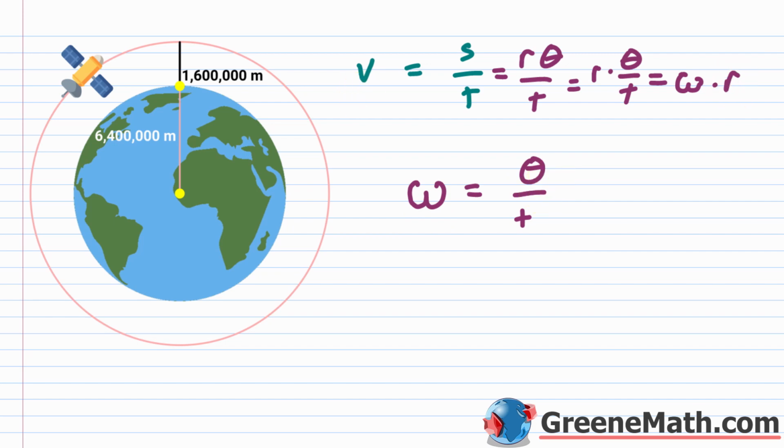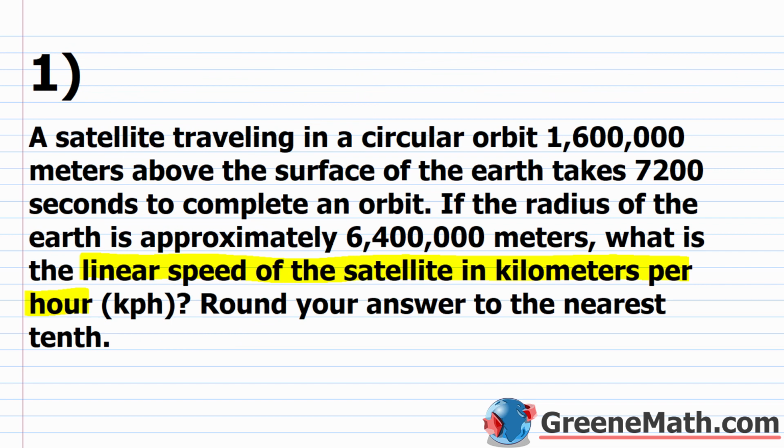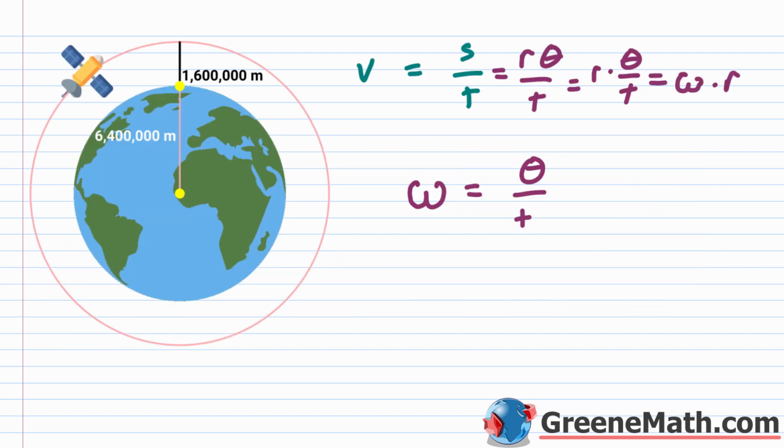So let's go back up to the problem, and let's think about the angular speed first. We're just thinking about this orbit part, where it says that it takes 7,200 seconds to complete an orbit. Well, what do we mean by an orbit? Well, that means that this satellite is going around like this, right? So if it goes around once, that's one complete revolution or one complete rotation.